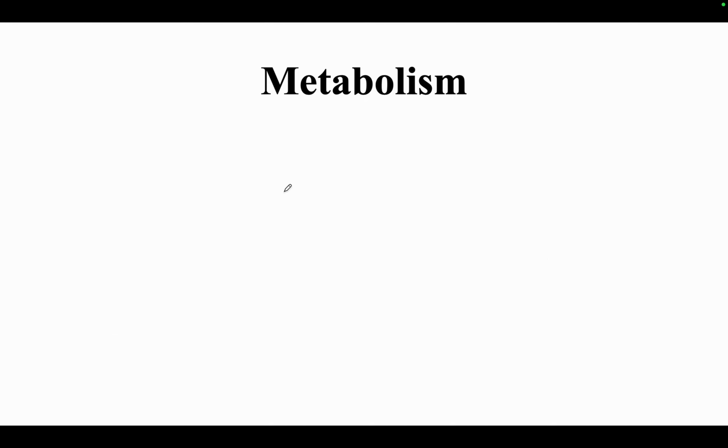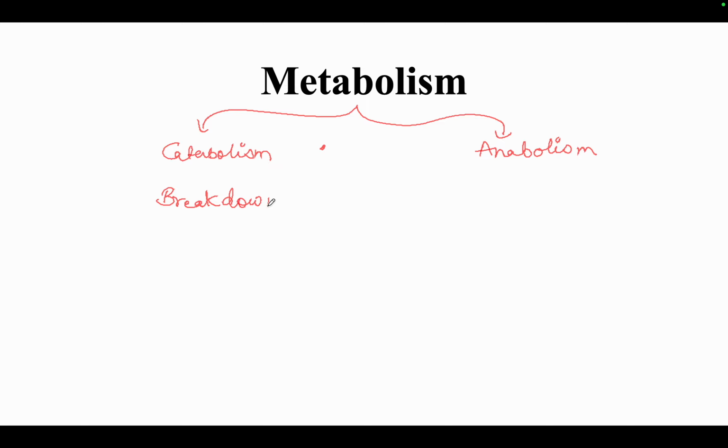Metabolism comprises all the reactions which occur in the cell, and it is mainly comprised of catabolic reactions and anabolic reactions. So we have catabolism and we have anabolism. In catabolism, we have breakdown reactions, whereas in anabolism we have synthesis reactions.